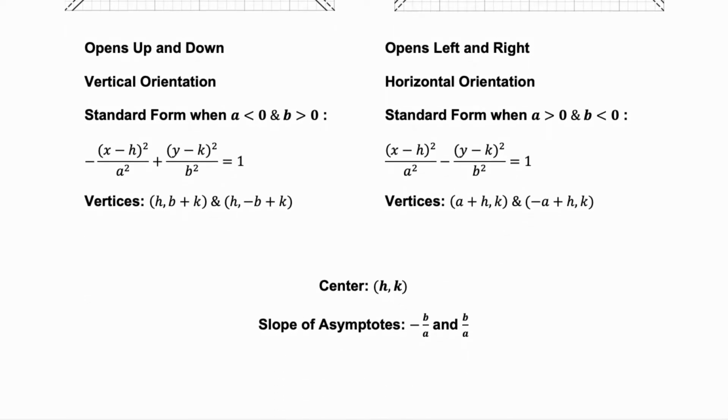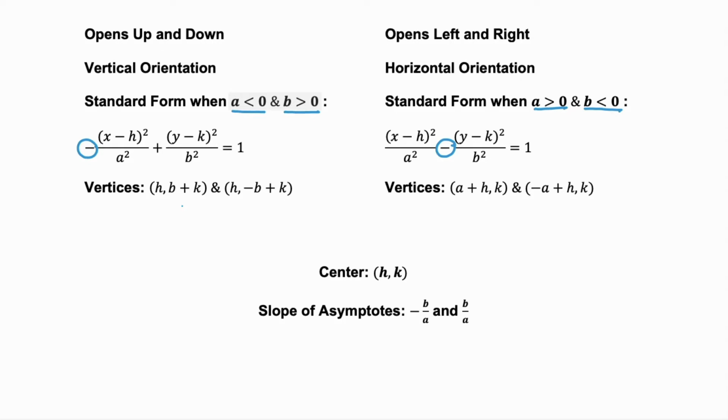Now let's compare vertical orientation and horizontal orientation. With vertical orientation, the standard form has A less than 0 and B greater than 0. You can see that here. The negative sign is on the x term, whereas in standard form for horizontal orientation, A is greater than 0 and B is less than 0. That negative sign is on the y term.